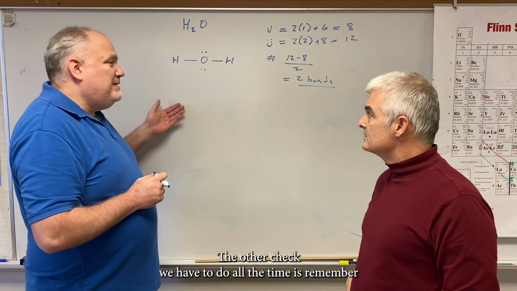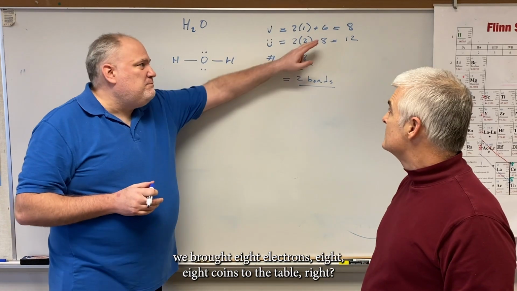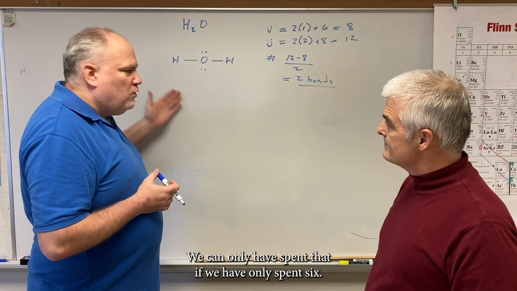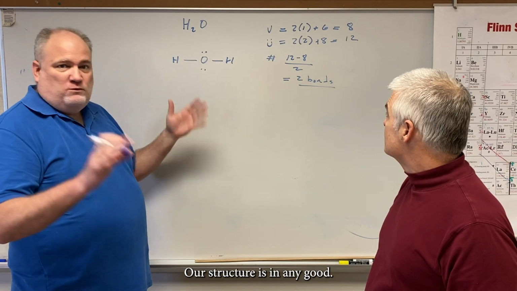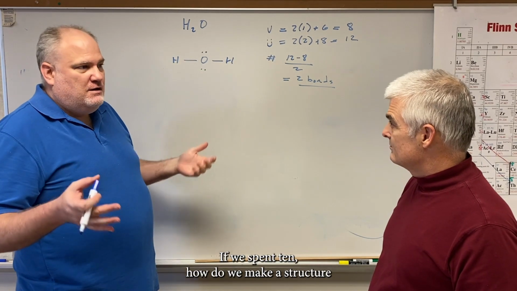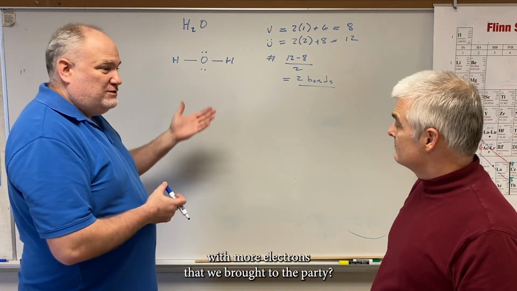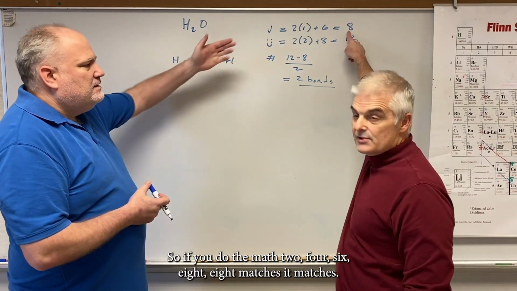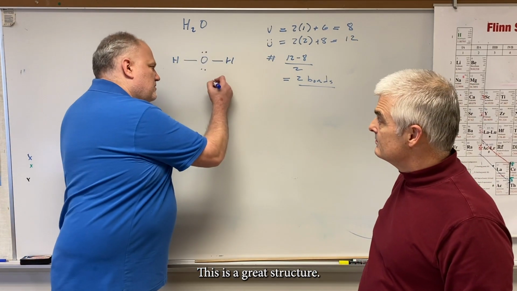Check. Everyone's happy. The other check we have to do all the time is, remember, we brought 8 electrons. 8 coins to the table, right? We can only have spent that. If we have only spent 6, our structure isn't any good. If we spent 10, how do we make a structure with more electrons than we brought to the party? So if you do the math, 2, 4, 6, 8, and it matches. This is a great structure.